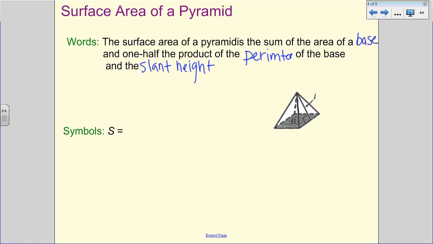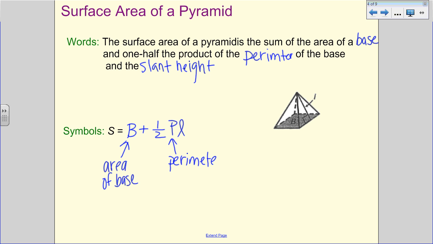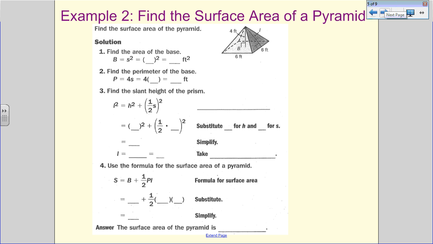So we're going to say S is equal to big B. This is area of base. So we have to remember our formulas for rectangles and triangles. Plus 1/2 P times L. So P is still standing for perimeter. So we're bringing quite a bit with us from our prism and cylinder formulas. We're just adding in the fact that we only have one base, and now we've got this slant height that we've introduced.